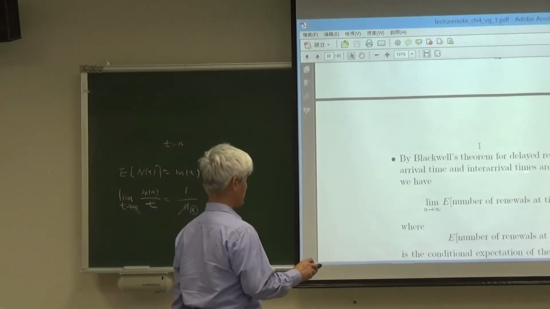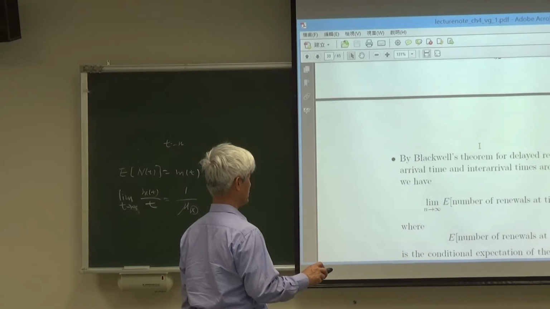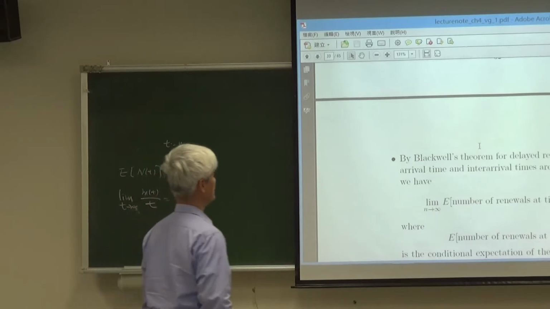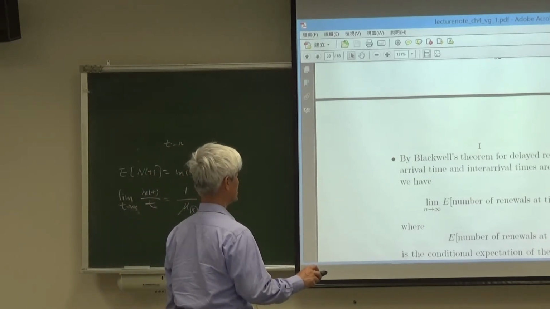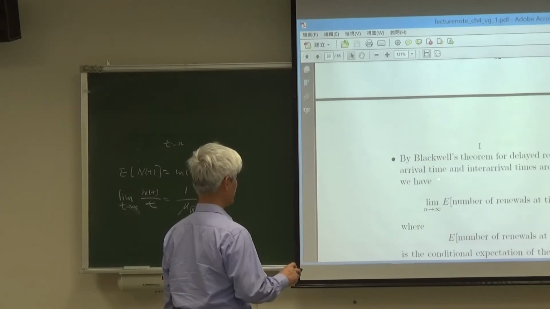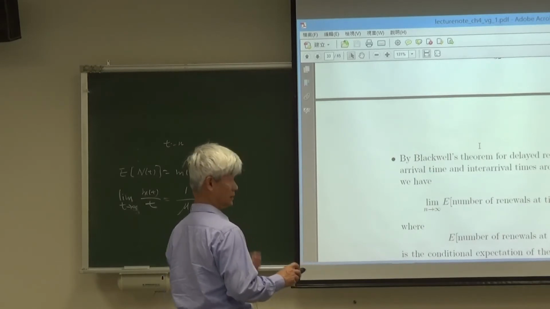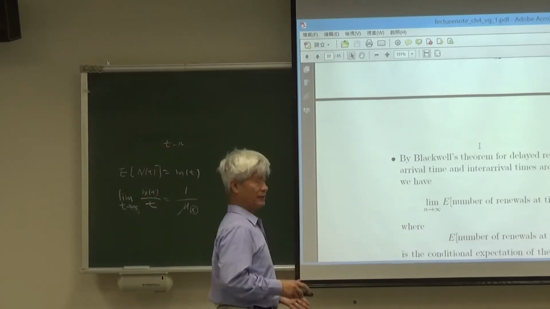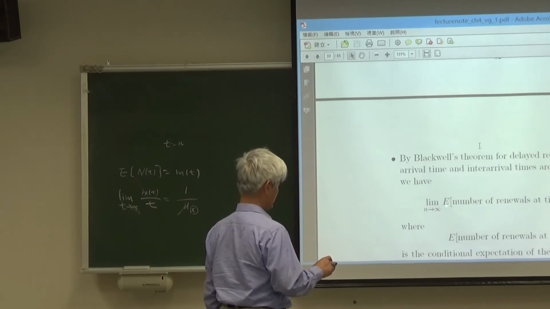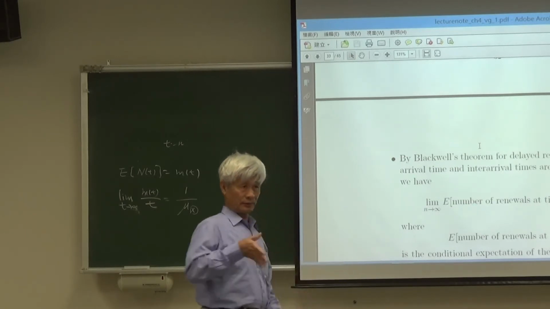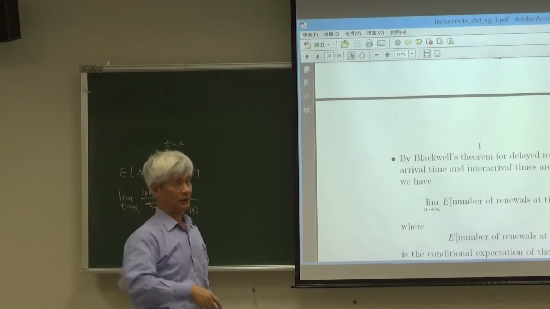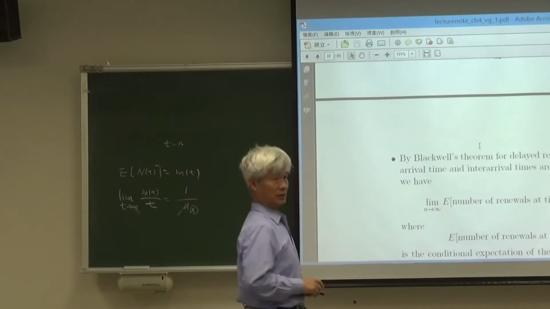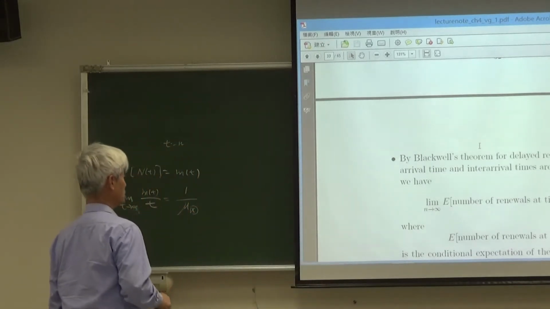Now, by the Blackwell theorem for the delayed renewal process, which is also in Theorem 3.5.1, whose first arrival time and inter-arrival time are lattice with period d, in this case we know the expected number of renewals at time nd is, because it occurs periodically, equal to d divided by mu jj.